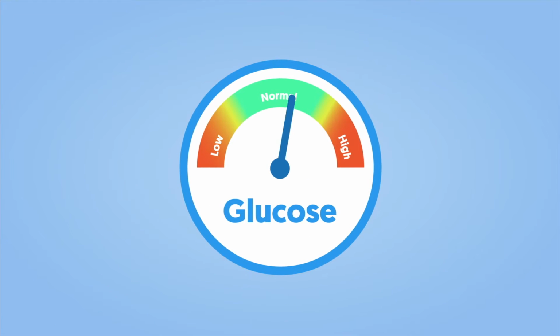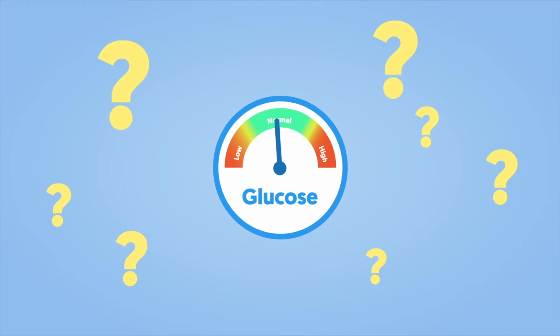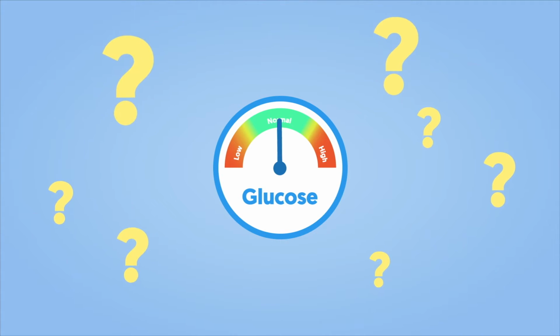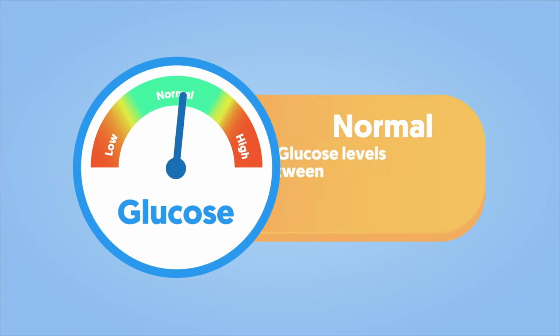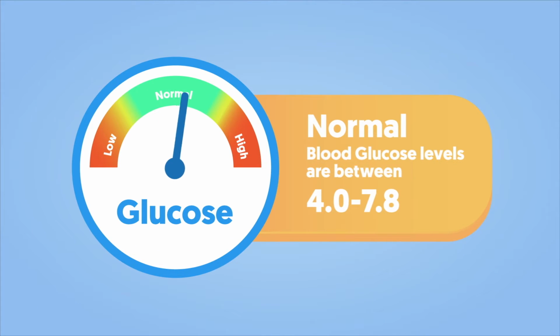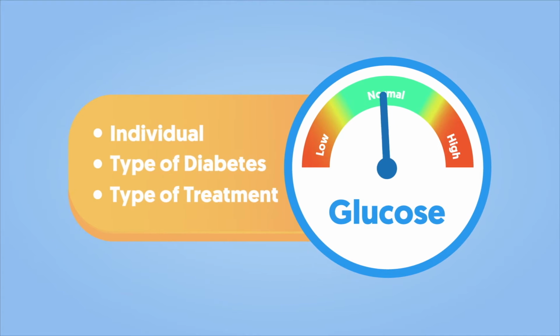Maintaining blood glucose levels within or as close to the normal range as possible will decrease the risk of long-term complications. Now, how much glucose in your blood is too much or too little? Let's look at the numbers. Normal blood glucose levels for someone with diabetes is between 4 and 7.8. Target ranges vary depending on several factors, such as the individual, the type of diabetes, and the type of treatment.